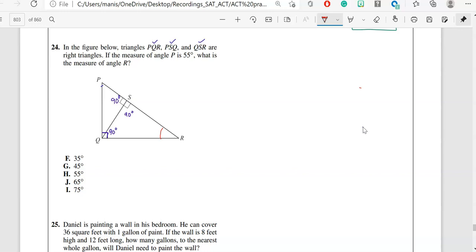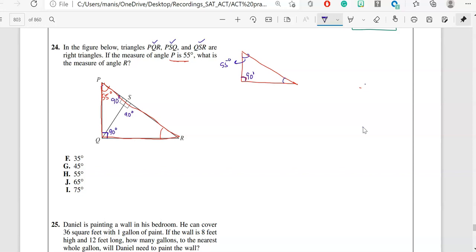So now what we can do in this question over here? Now they have given us that the measure of angle P is 55 degrees. I want you to only focus on this triangle over here, the orange triangle. So if I redraw this triangle, this is my 90 degree, then the question says this is my 90 degree. And over here this says it is 55 degrees.